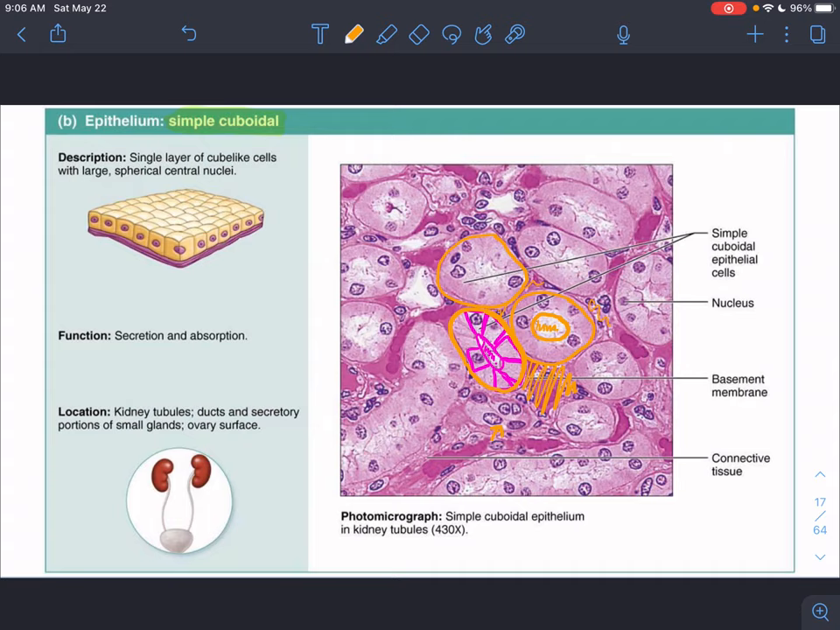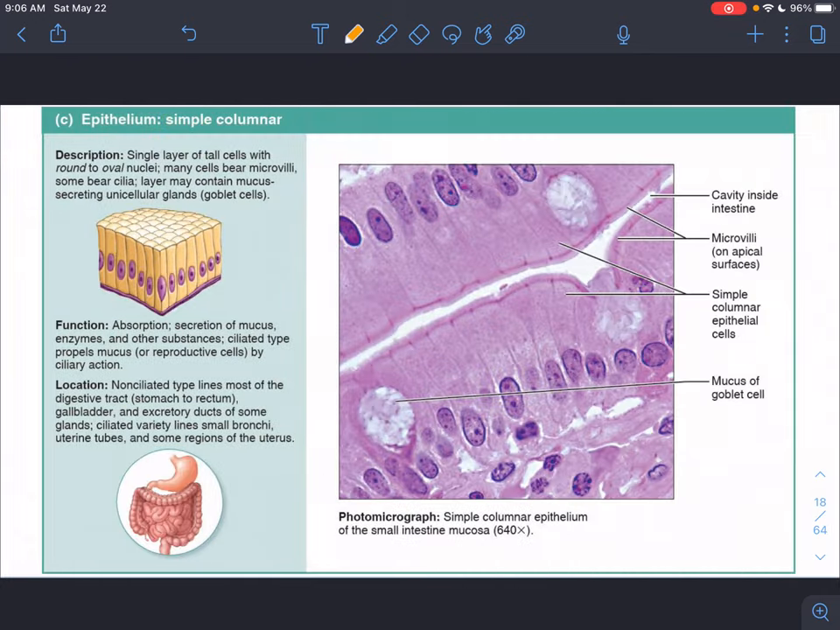So the function is secretion and absorption. Again, it's a simple tissue, so it's going to be able to move things in and out easily. You're going to find these in your kidneys, ducts, and glands. Other places too. Okay, and then we also have simple columnar. Again, so first look for the lumen, which this would be your lumen, right? And the apical surface would be this surface of your epithelial.